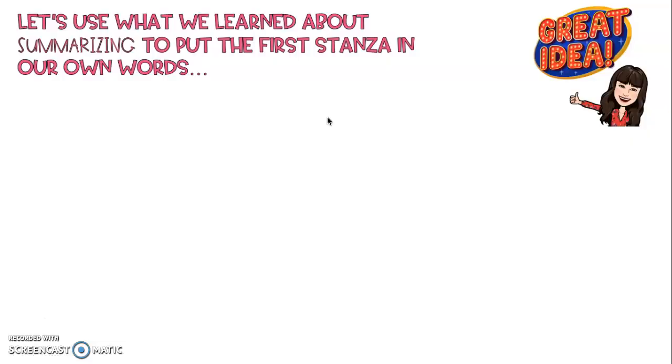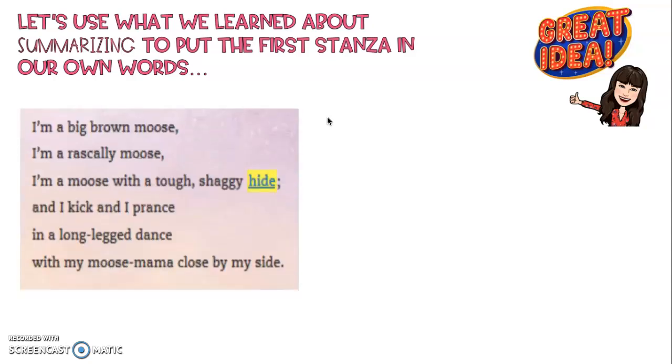So now we're going to use what we learned about summarizing to put the first stanza into our own words. Remember that when we summarize, we have to read the part of the text, we have to stop and think about the most important details, and then say them in our own words. So here's the first stanza.